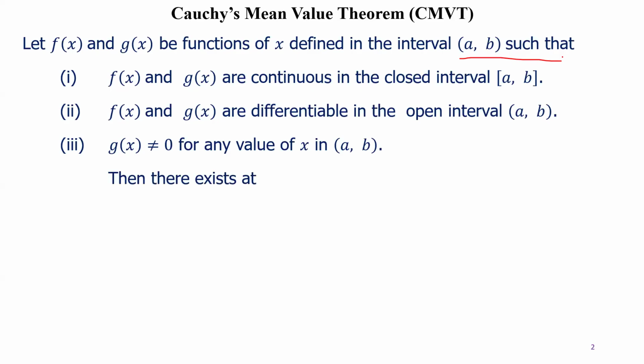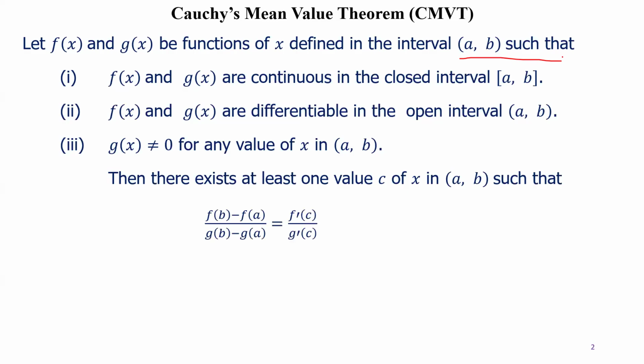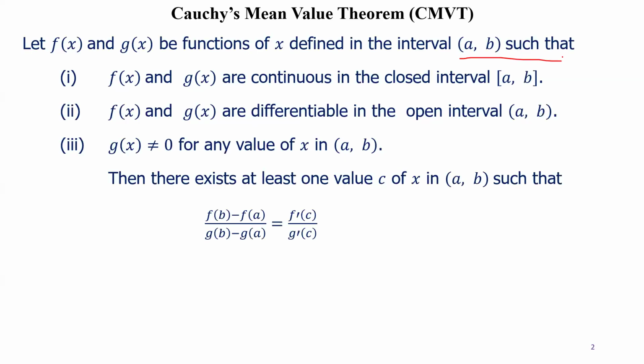Then there exists at least one value c of x in the interval (a, b) such that (f(b) minus f(a)) divided by (g(b) minus g(a)) is equal to f dash of c divided by g dash of c. So this is Cauchy's mean value theorem.